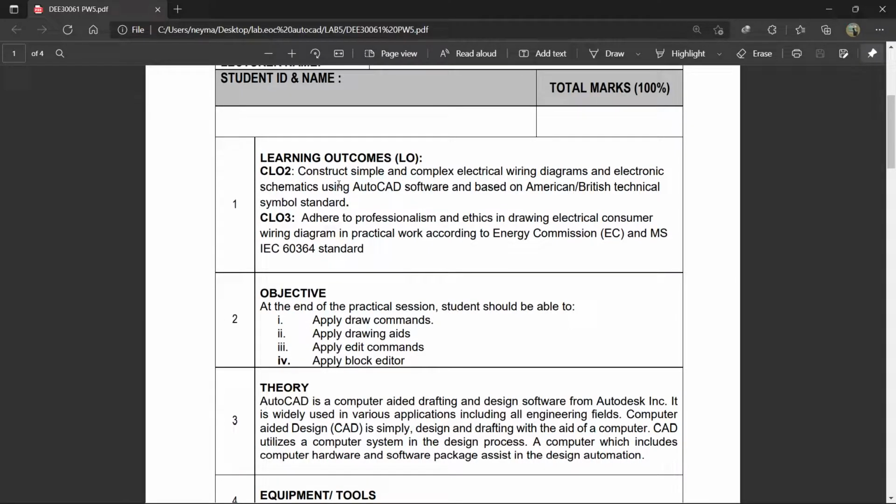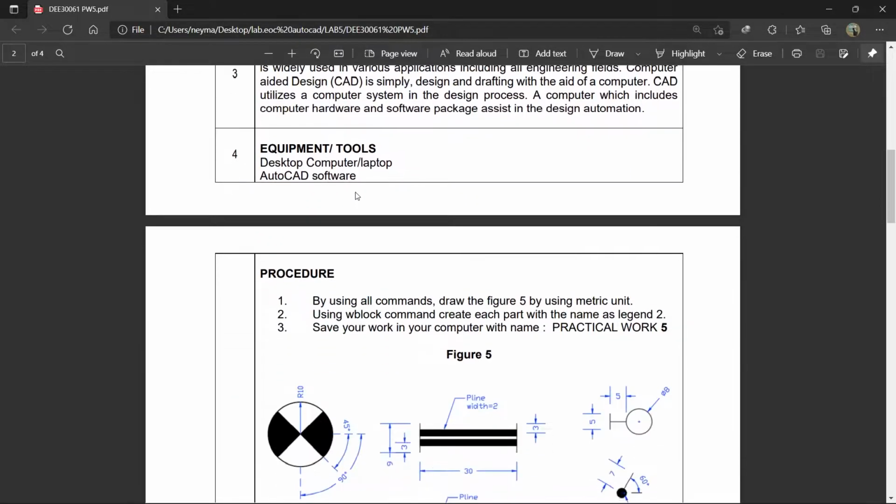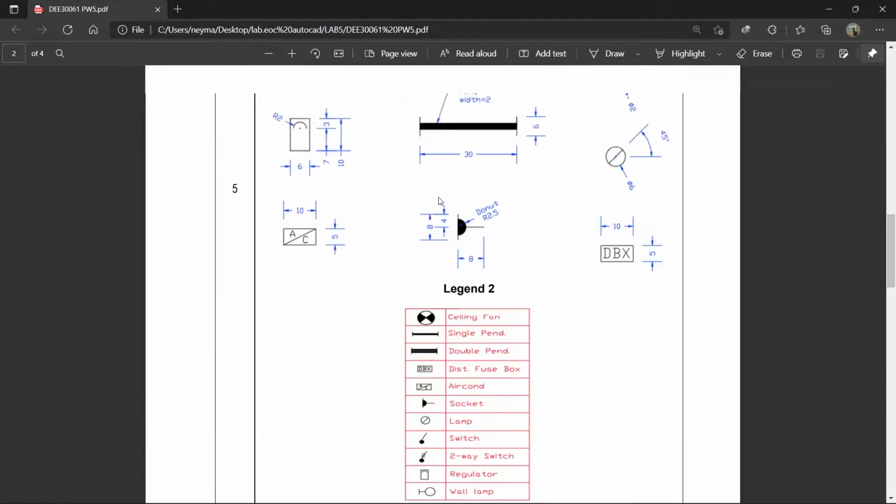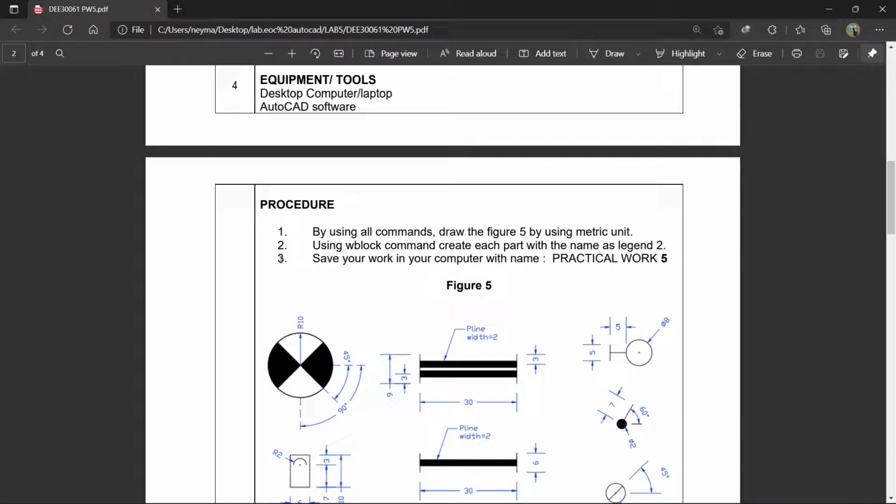Okay, first of all, my objective, as usual, I have to apply the draw commands, drawing aids, edit commands, and also block editors. Okay, for the procedure part, by using all the commands, draw 5 figures by using metric unit, then using wblock command, correct each part with the name as legend 2. This is legend 2. Okay, for the third procedure, save my work in computer with practical work 5.